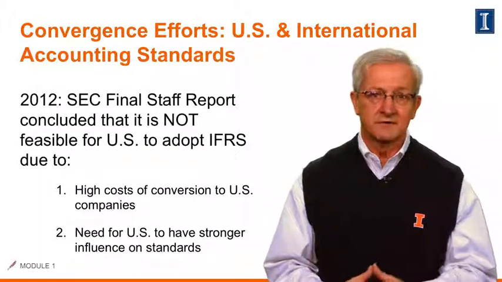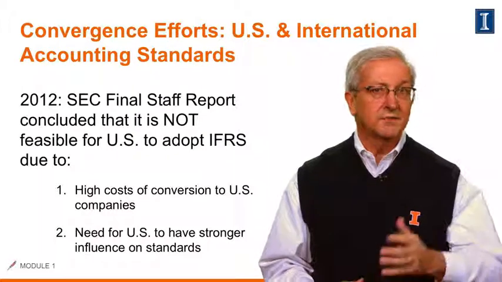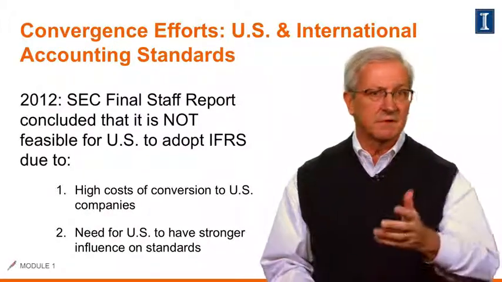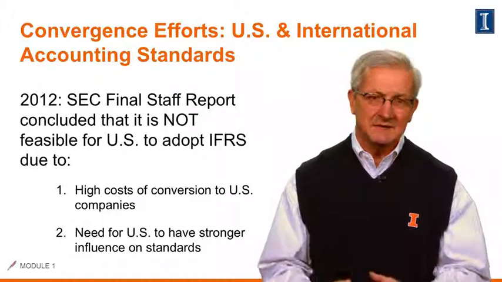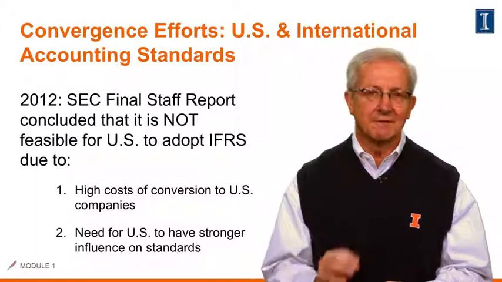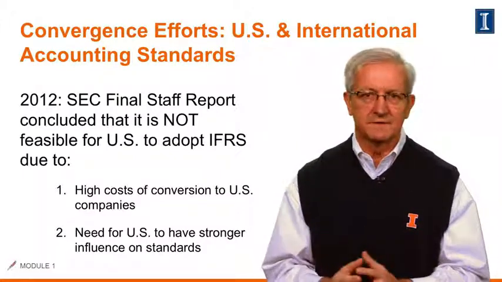One is the high conversion cost for the U.S. companies. Also, a second important one would be the need for the U.S. to have stronger influence on the standards. And even a third, less important one would be many of our laws and regulations and contracts we have today have direct references to U.S. GAAP, which would incur some legal fees to change those.